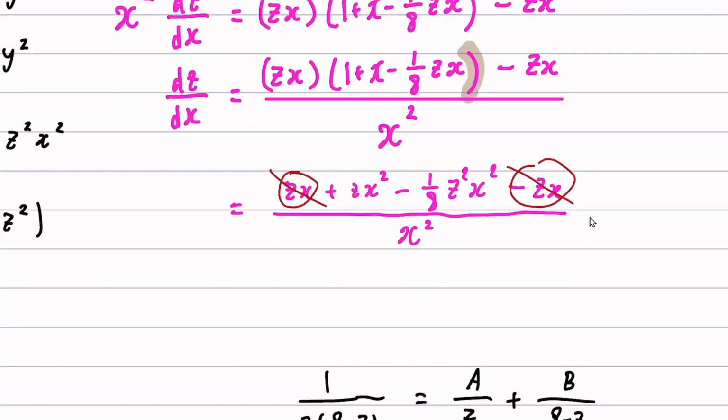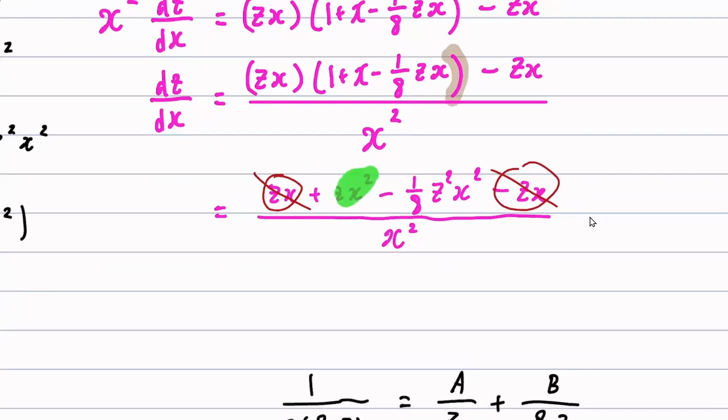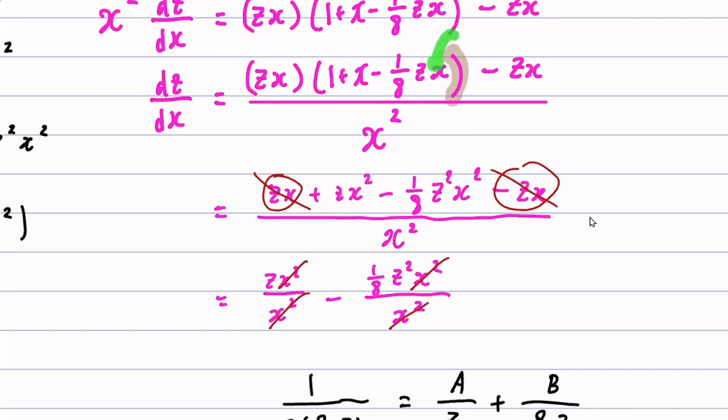Then we continue. So now what we have is something minus a second thing divided by x squared. I can split it up into zx squared over x squared minus 1 over 8 z squared x squared over x squared. Anything to cancel? Yes, x squared, x squared in both fractions. So just be careful of this bracket. It's always your algebra that has an error that prevents you from solving. Then z minus 1 over 8 z squared.